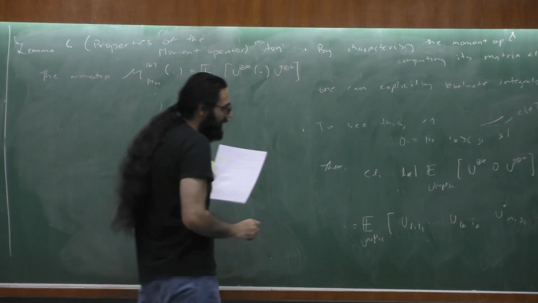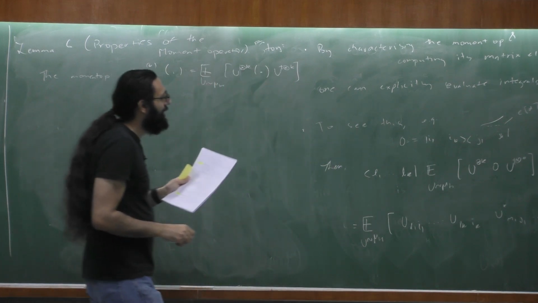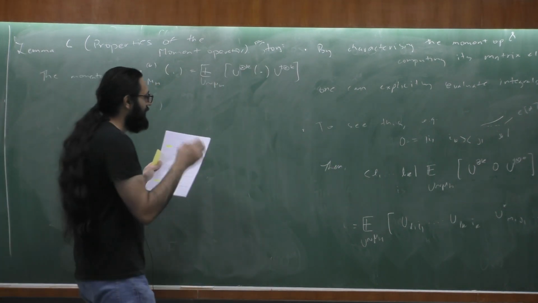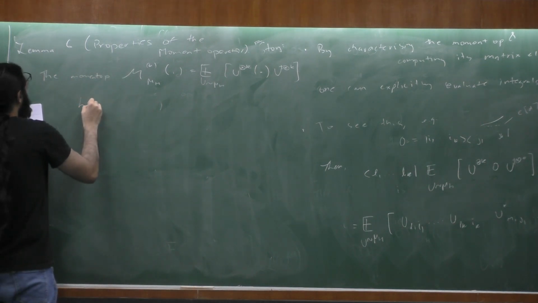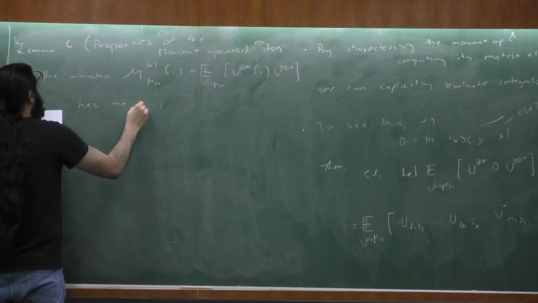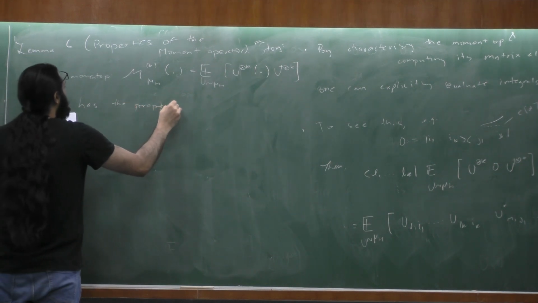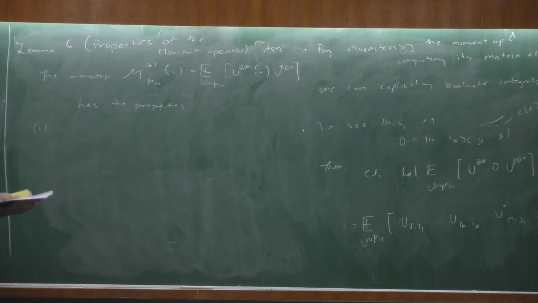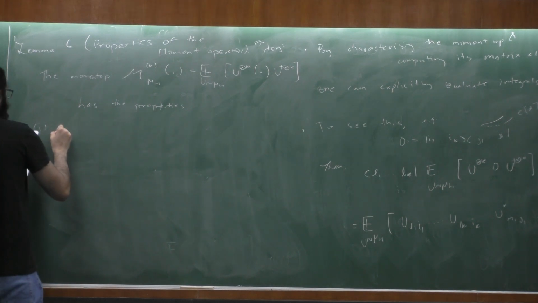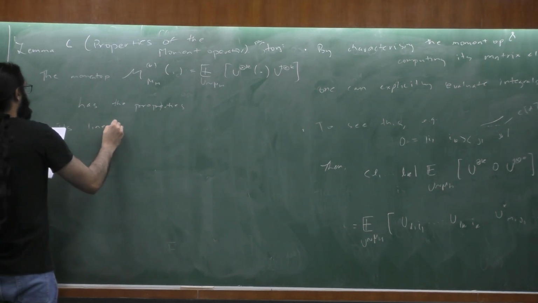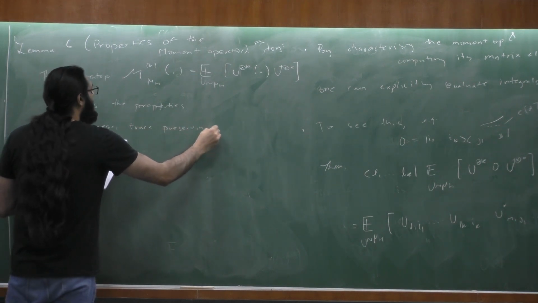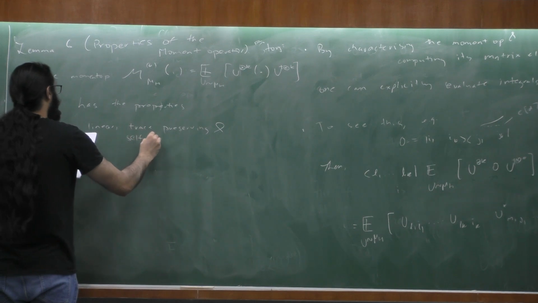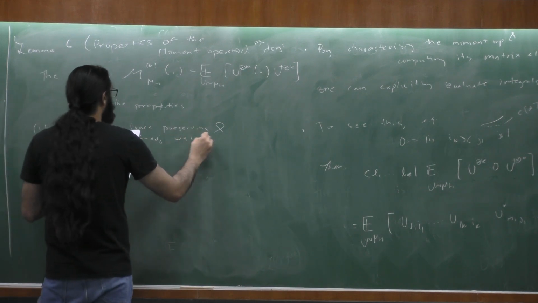Did I put the dagger over there? Yeah, I did. Okay, good. So you take the moment operator, and it has the following properties. The first one is that it's linear, it's trace preserving, and self-adjoint with respect to the Hilbert-Schmidt norm.